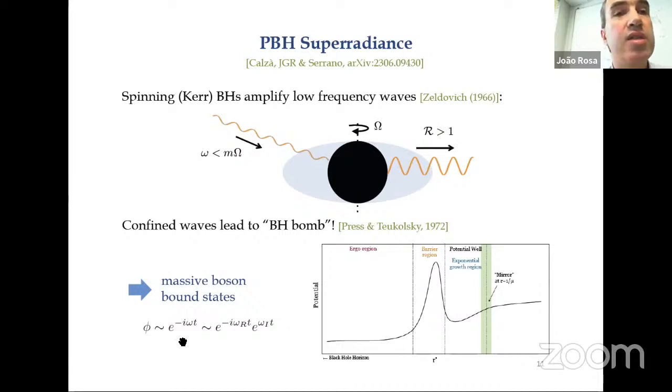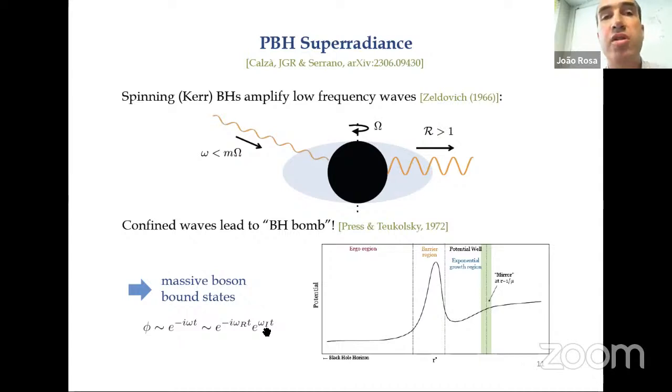The bound states in a black hole spacetime have the usual harmonic time dependence, but the frequencies are complex numbers. And in particular, as you can see here, if the imaginary part of the frequency is positive, the field, in this case a scalar field, would be amplified exponentially fast.